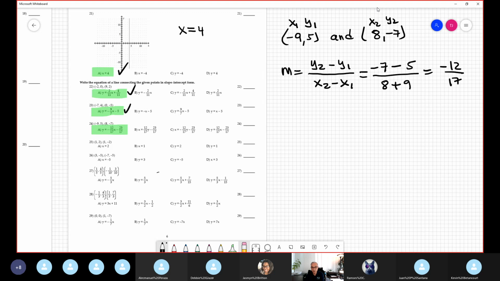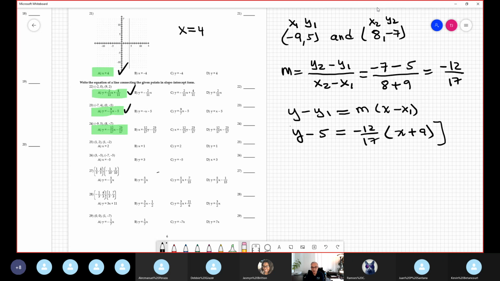Now we have no special point, so we are using the traditional formula. y minus y1, which is 5, is equal to minus 12 over 17, parentheses, x minus x1, which is 9, but double negative becomes positive. To avoid the manipulation of the fraction, you multiply the entire equation by 17. You have 17 times y is 17y. Minus 5 times 17, of course I put in my calculator, 5 times 17 is 85.